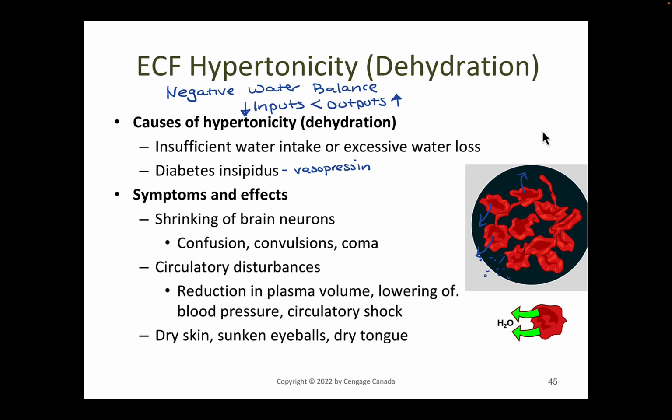We're also going to have less total water. If you're dehydrated, you have less body water, and that can influence your circulatory system. So you'll have lower blood volume, lower blood pressure. You can run into circulatory shock, where we simply don't have the blood volume and blood pressure to adequately perfuse the brain or pump blood to the brain. This can also lead to things like dry skin, sunken eyeballs, dry tongue, because all of the places that we need water will feel the deficits.